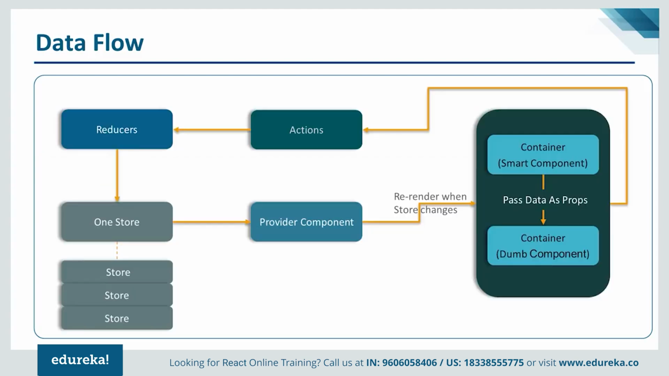This is the flow diagram of the Redux application. This application has all the components which we discussed just now: the actions, the provider components. Then there are two types of components, the smart components and the dumb components. The smart components are sending data to the dumb components. And then we have one store. Then we have the reducer. So this is how data flows in Redux.